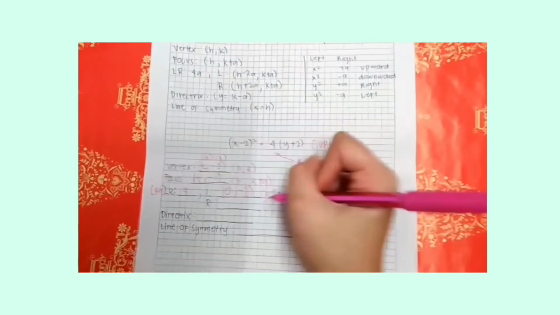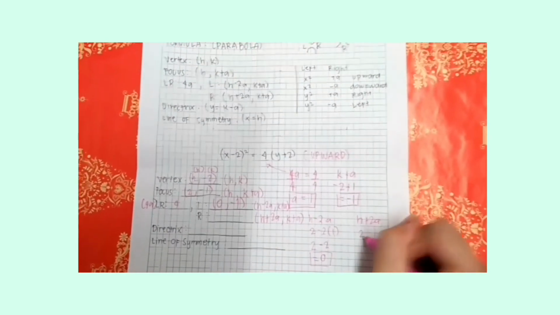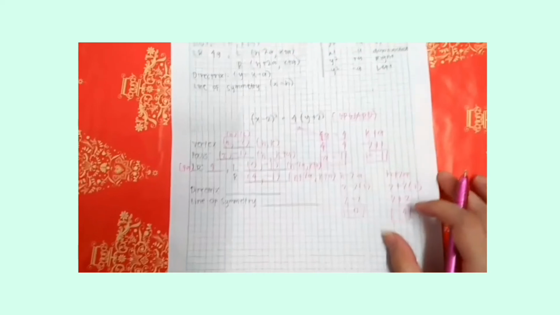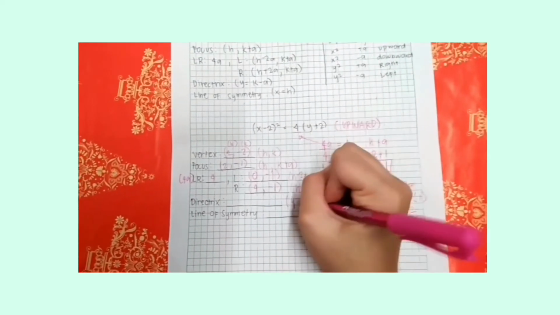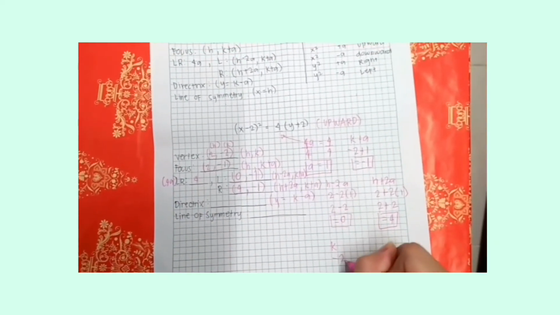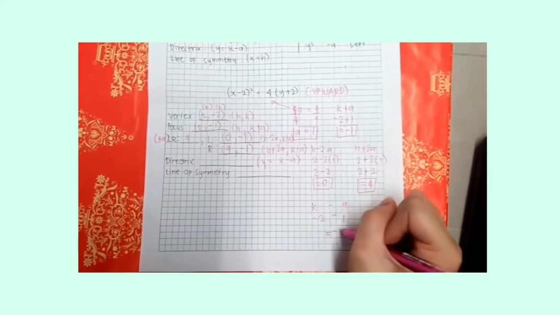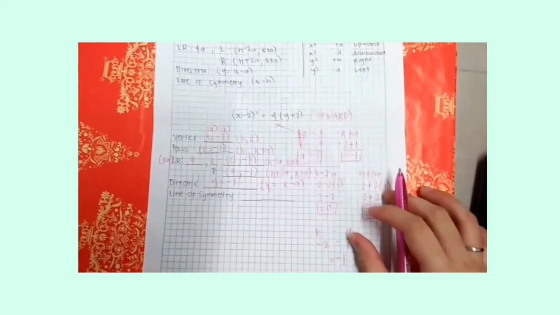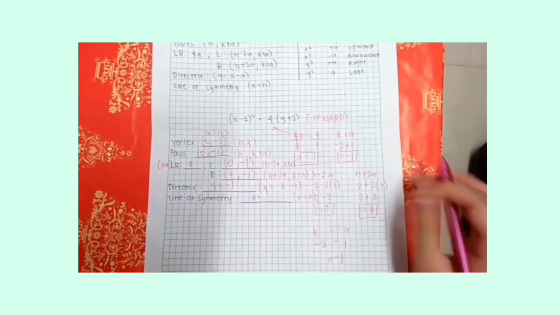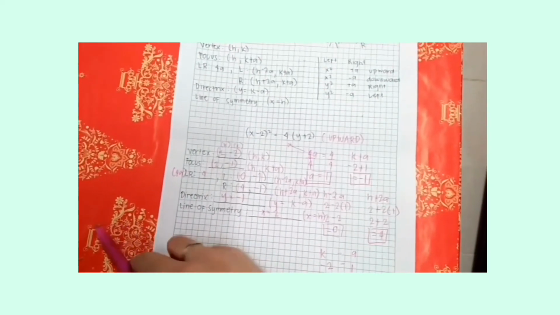Next, for our rectum, h plus 2a, k plus a. H plus 2a, which is 2 plus 2 times 1, 2 plus 2 equals 4. Now, our directrix is y is equal to k minus a. So our k is negative 2, and our a is 1. Therefore, our answer is negative 1. y is equal to negative 1. And for our line of symmetry, which is x is equal to h, therefore x is equal to 2. Now we found the vertex, focus, latus rectum, directrix, and line of symmetry.